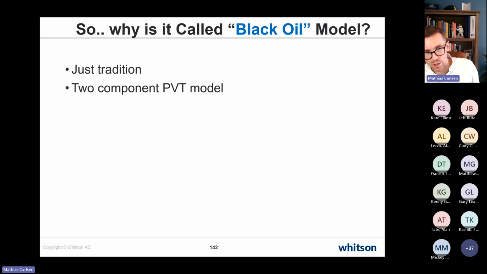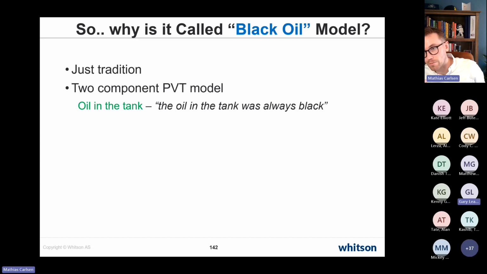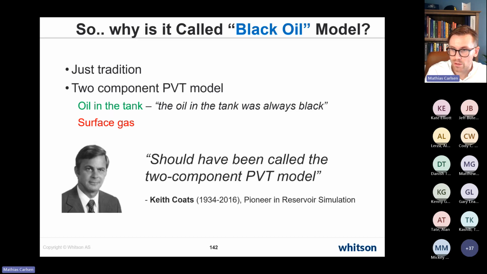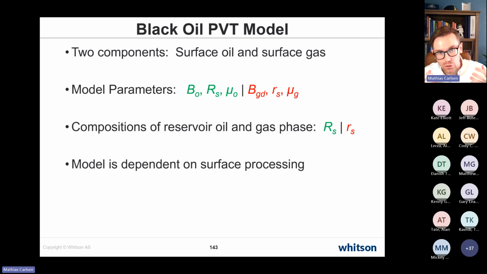It was introduced a long time ago, where the oil in the tank was always black, and the other component was the surface gas. But probably a much better way to talk about this model is to refer to it as just a 2-component PVT model. But right now, I think that train has left the station a long time ago. So we're just referring to it as the black oil model, and the black oil PVT model has 2 components.